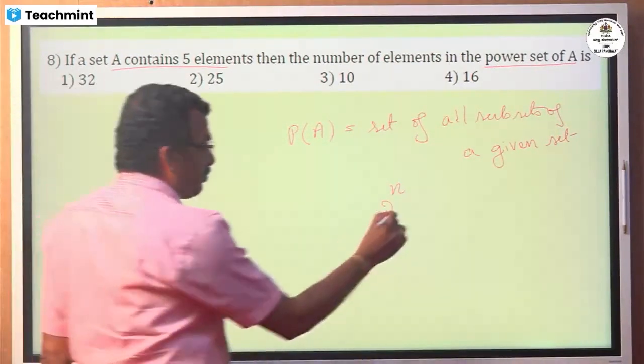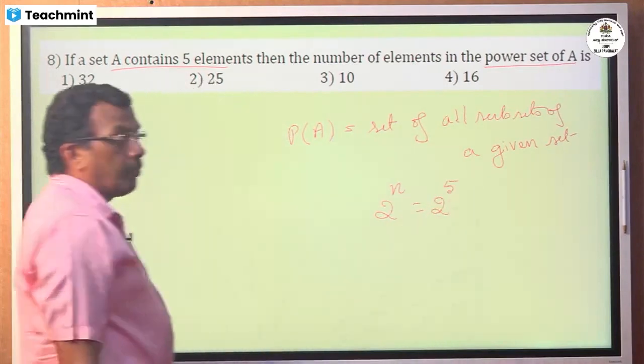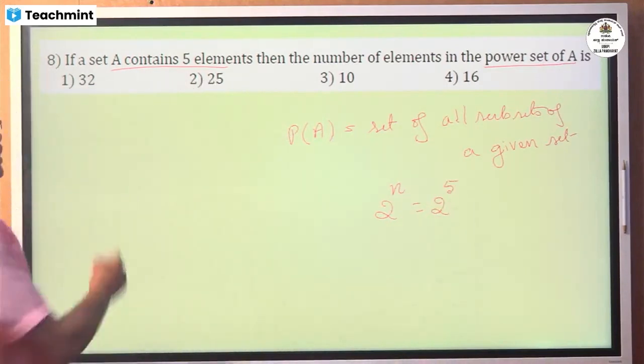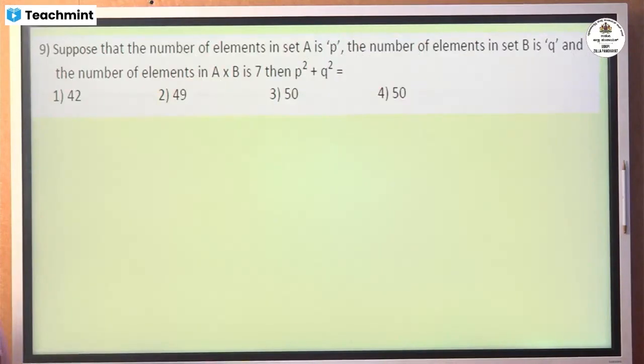Now in this problem, n is equal to what? 5. 2 to the power of 5 equal to what? 2 to the power of 5 is 32. Hence your answer is the first option. Next.